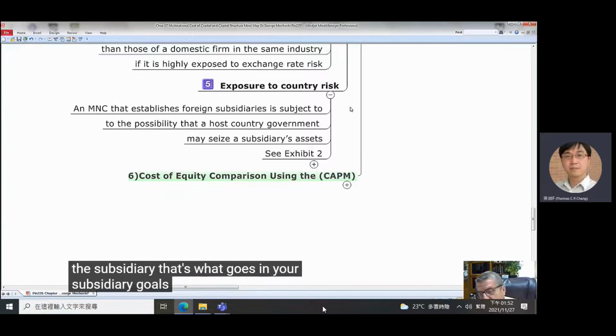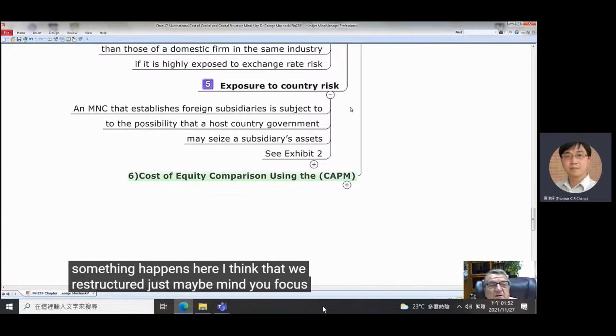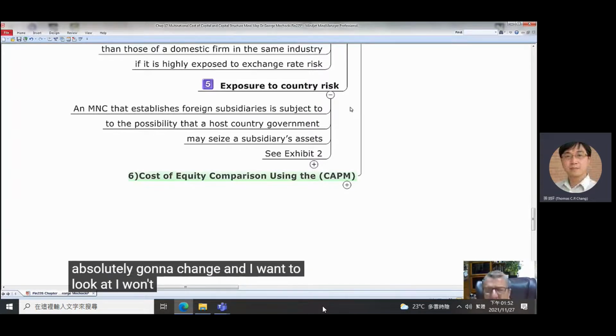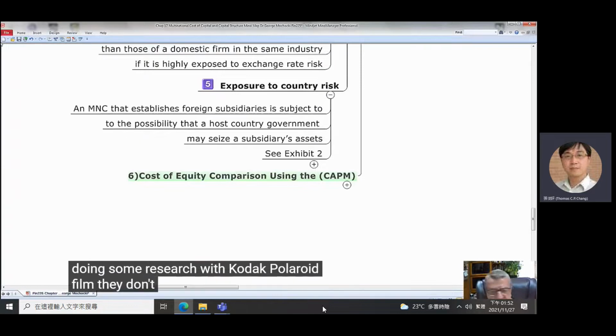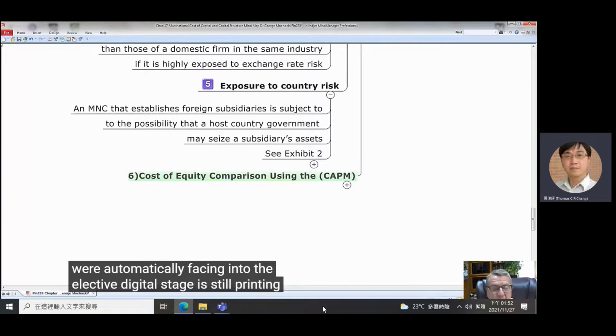And remember, if a subsidiary grows, I may sell it, or if something happens here, I may have to restructure. This may be my new focus or cash cow because that other thing is obsolete. For example, if I was doing some research with Kodak and Polaroid film, people don't use Kodak anymore. It's all digital. They do very little, and you basically have to phase it out. But they're automatically phasing into the digital stage, while still printing out. It has some different options.